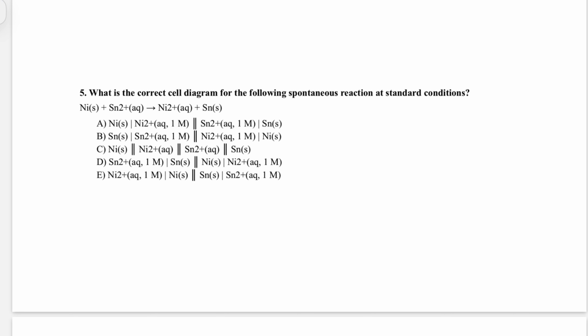Okay, question 5. What is the correct cell diagram for the following spontaneous reaction at standard conditions? So I think cell diagrams are pretty straightforward. You just have to know some basic rules. So basically in a voltaic cell system, at the anode there's oxidation, and then reduction happens at the cathode.